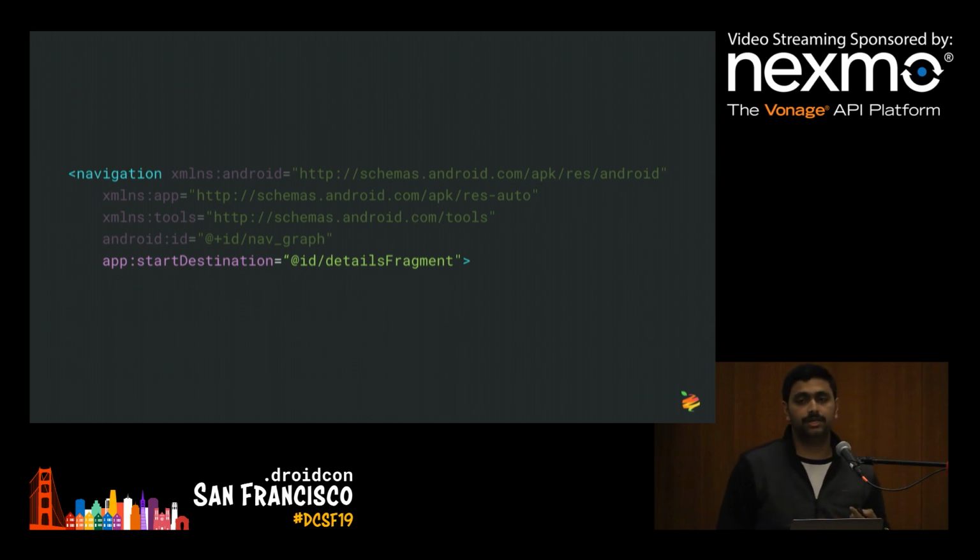You added the NavHostFragment in your activity, and you linked it with your navigation resource. But how do you say which fragment to open up first? That's where this comes into play. You say start destination and give it the ID of the destination if you want something to be opened as soon as the NavHostFragment is added to your activity.